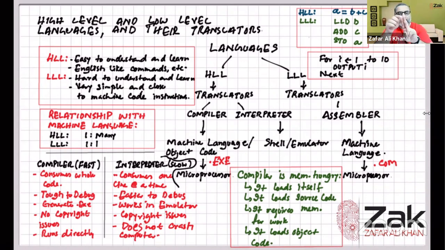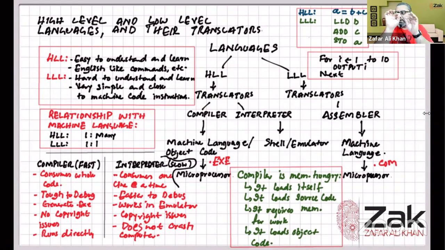Neither the source code nor the compiler or assembler are required. So source code you have written, you use the compiler to convert it to the executable form. Now neither source code nor the compiler is required. The machine code will work on its own.